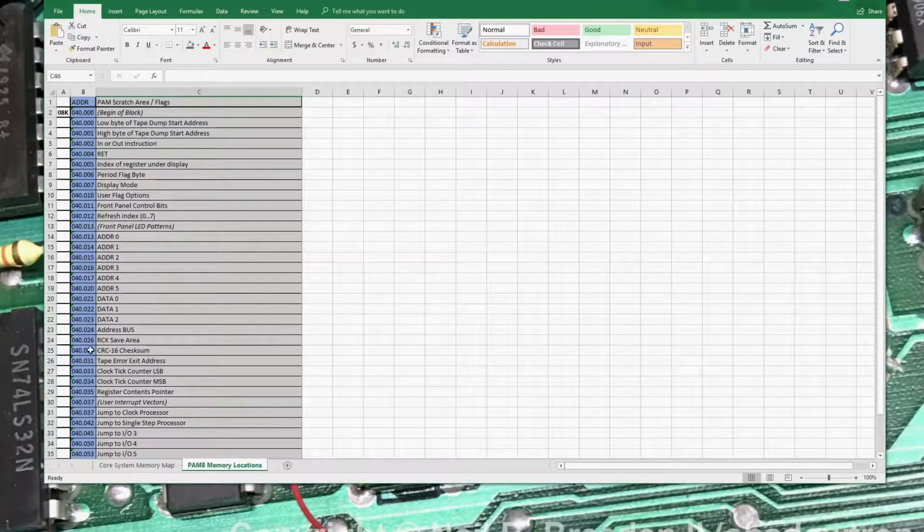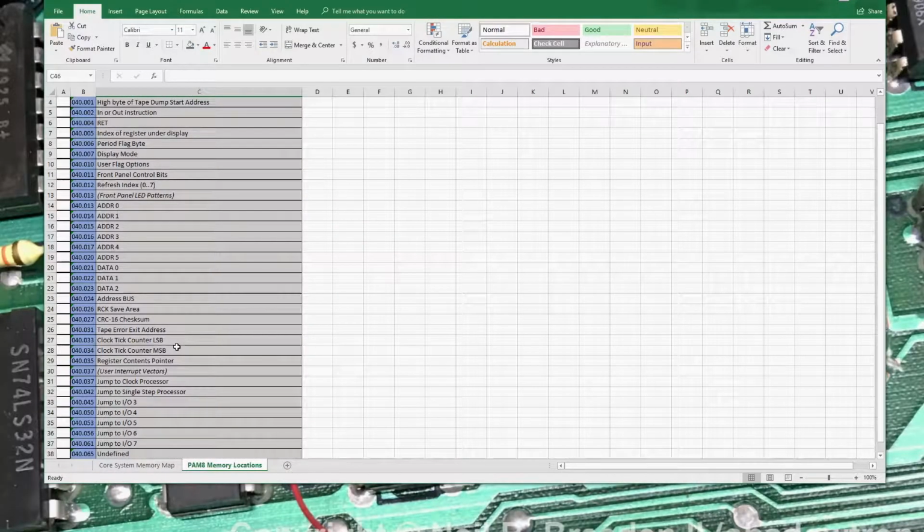If you're dealing with loading tape, it calculates a CRC16 checksum that would be stored here. If there's a tape load error, it'll give you the error code here. Every time the interrupt on the system runs, it increments a counter. The least significant bit is sitting here at address 033 and the most significant at 034.